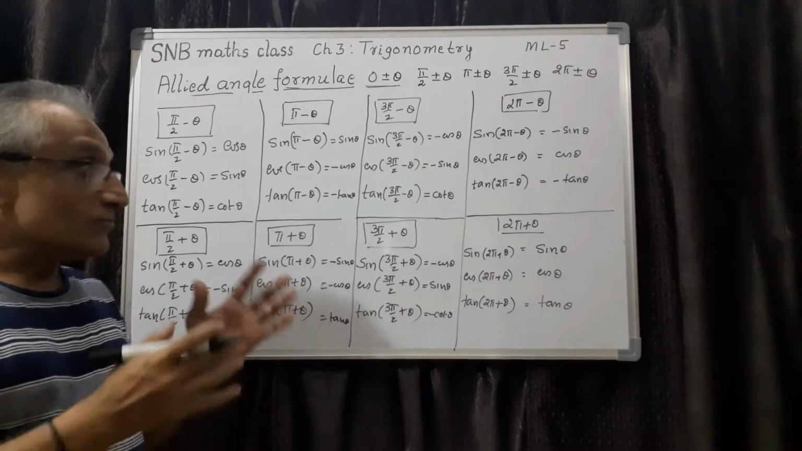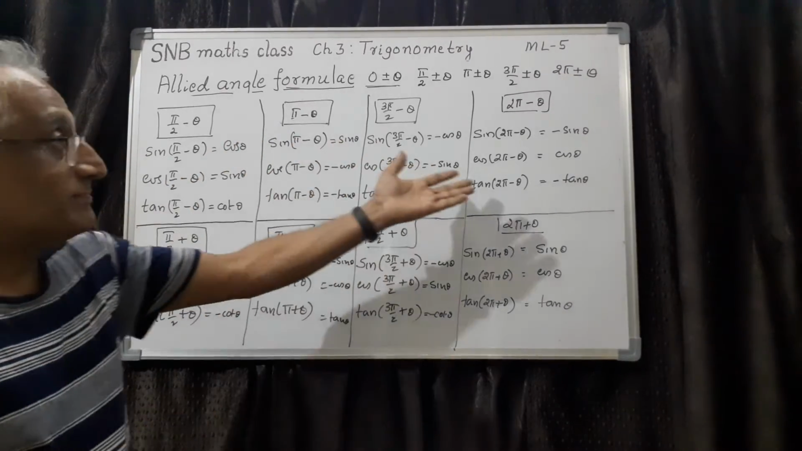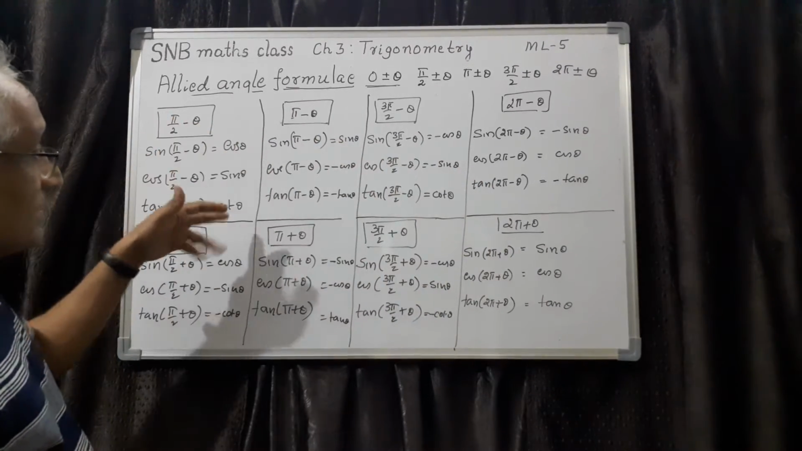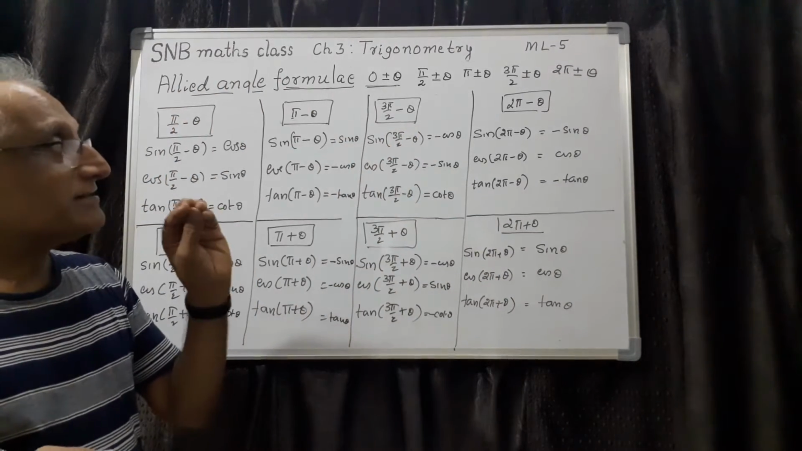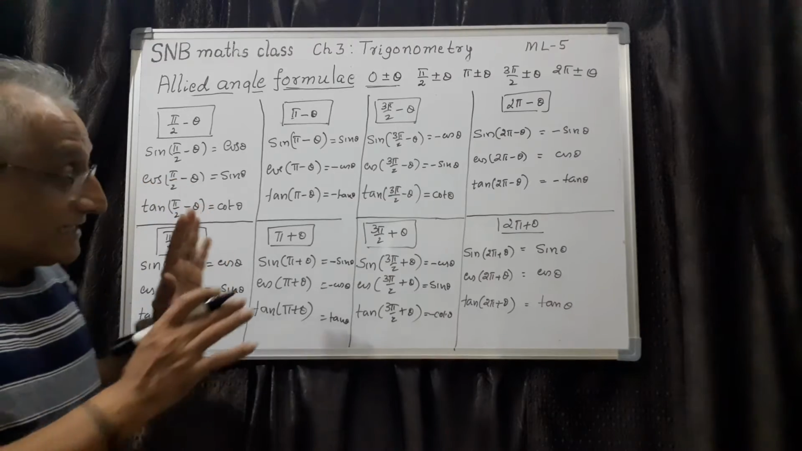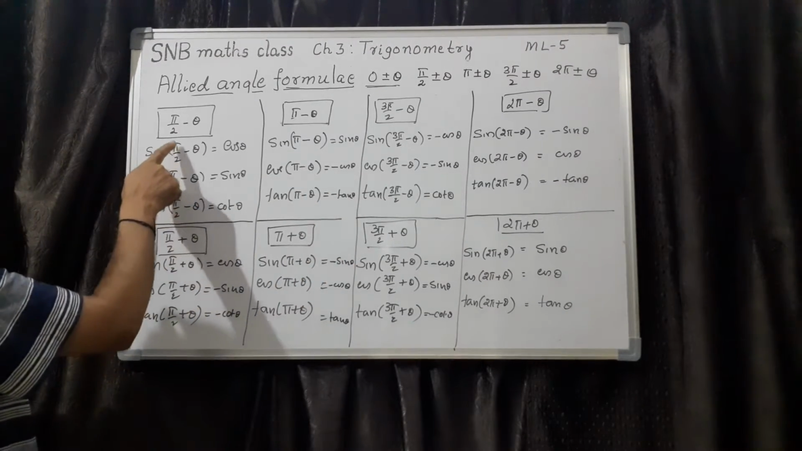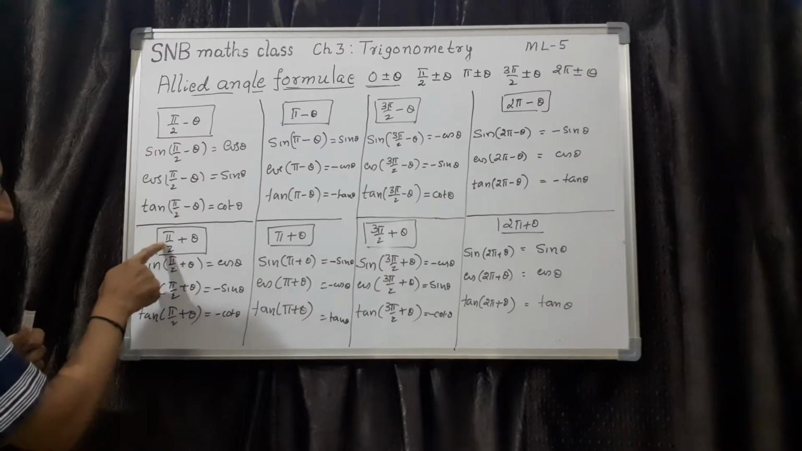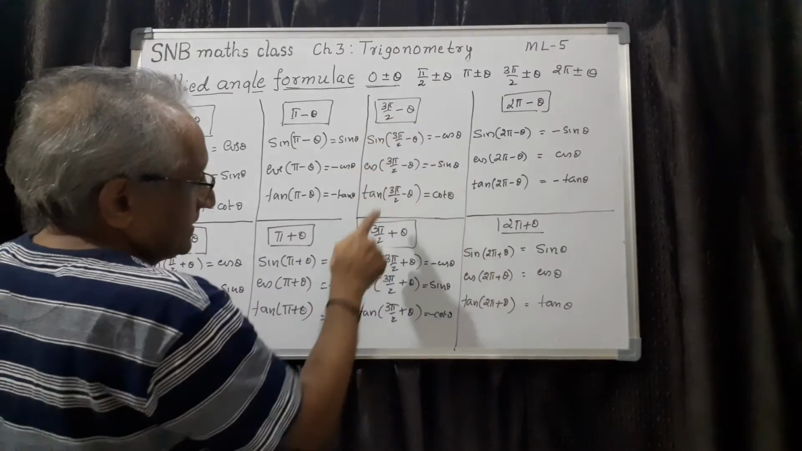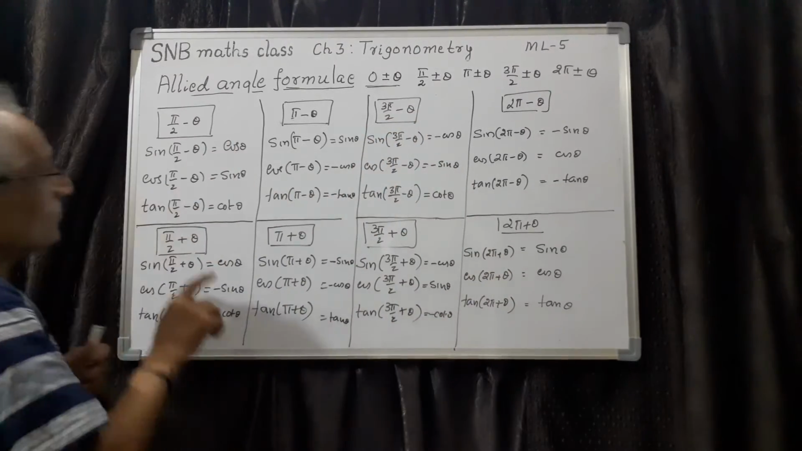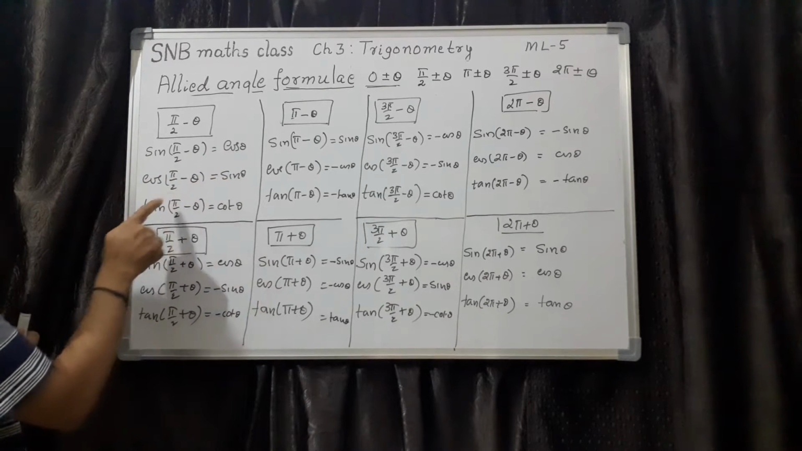So you may wonder how to remember this, because it's an ocean, so many sine theta, cos theta. See, there is no specific rule also. Sometimes sine, sometimes cos, sometimes plus, sometimes minus. But there is a very simple trick to remember. First let me explain what the rule is, then let us sum up. Look at this one. Whenever it is pi by 2 minus theta or pi by 2 plus theta, and here also 3 pi by 2 minus theta, 3 pi by 2 plus theta, what has happened is sine becomes cos, cos becomes sine, tan becomes cot.